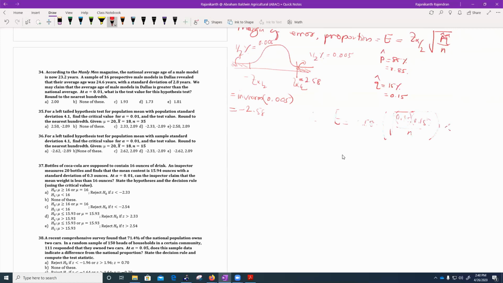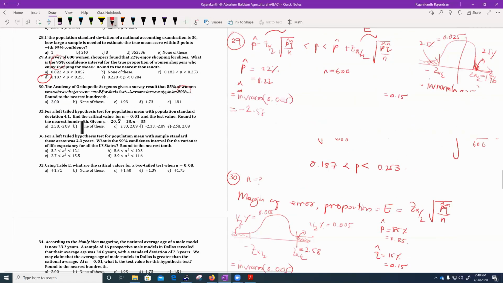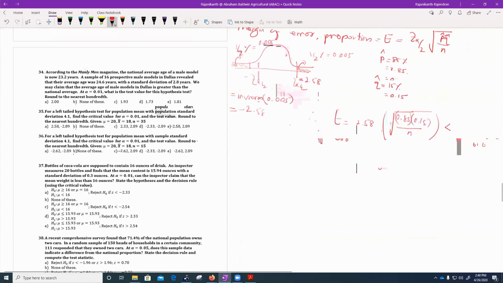This should be less than, within means less than what? Less than 4%. So my error should be within 4%. So 4% is 0.04, right? Okay, now how do you solve for n? Like earlier, take the square of both sides to get rid of the square root. So this is going to be 2.58 squared. When you take the square, the square root is gone. So that's going to be 0.85 and 0.15 over n. This side also you have to take the square, so the square of 0.04.